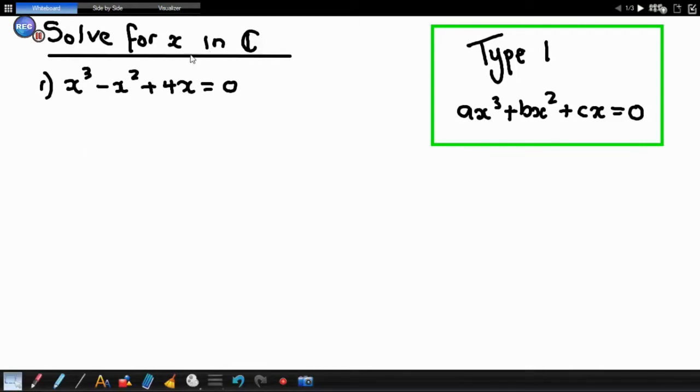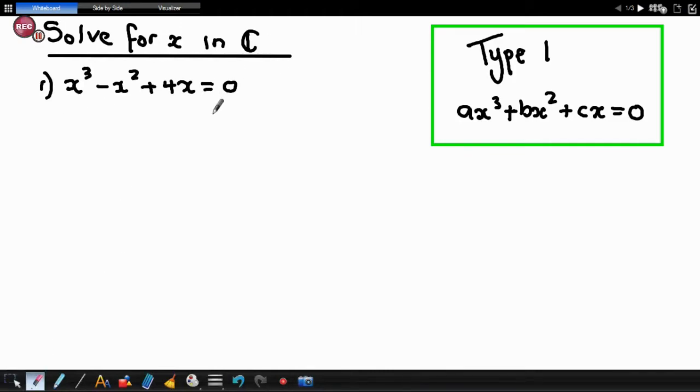Today we are going to be looking at cubic equations, and there are three types of cubic equations that we will consider. In this question, we're just going to be looking at type 1. For type 1, guys, as you can see, all the terms here have a variable of x. We do not have a constant. This makes it easier for us to then solve, okay?